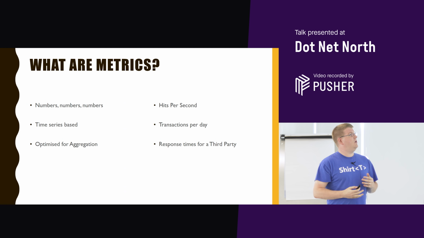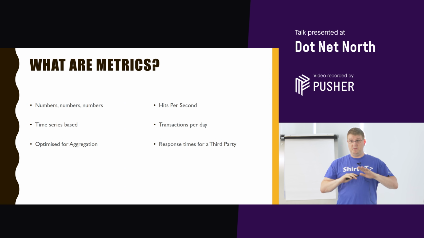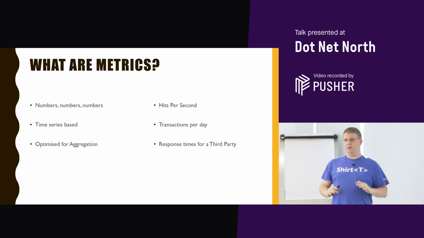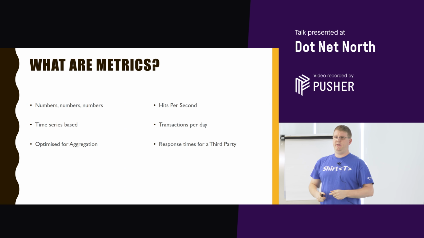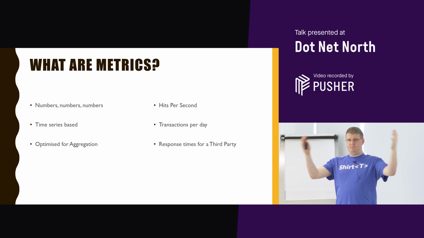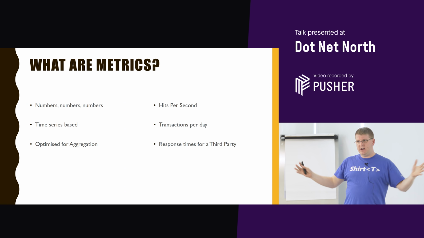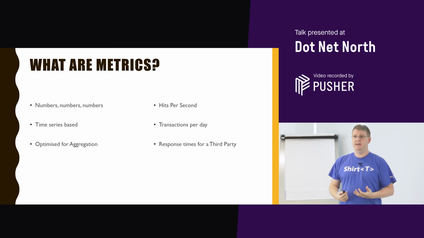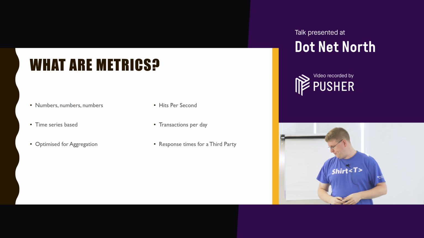So what sort of things are metrics? Now, metrics themselves are numbers based. They are all numbers. They're not like the logging, which we'll come to in a minute, which is text based. They're all about numbers. They're also about time series. They're about a number over time. They're about the idea that you've got a number of hits over a particular time period. They're also optimized for aggregation. So they're optimized for doing things over an hour, doing things over a day, aggregating them together. Because they're numbers, they are easy to do that way.